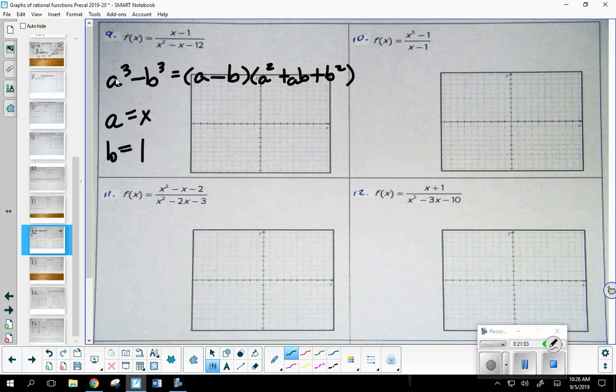Okay. So this guy would be a minus b, so x minus 1, times, if I square x, that would be x squared, plus x times 1, plus 1 squared. Now this is all over x minus 1. Okay. Now, did we notice anything?